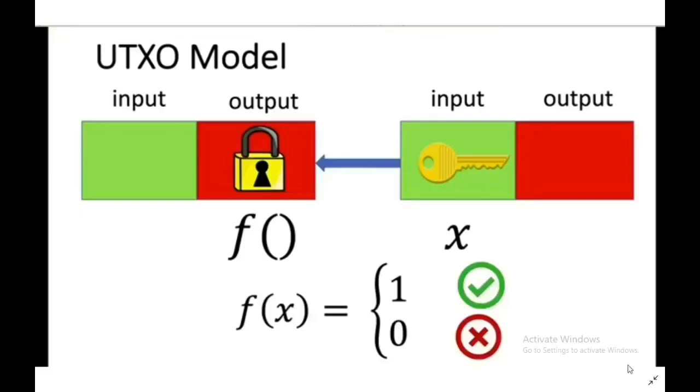Also, I talked about locking and unlocking scripts. A locking script is a constraint or condition that must be met before you can spend this output. And the input is the condition that you must provide for you to actually spend the output. So let me show you an example.